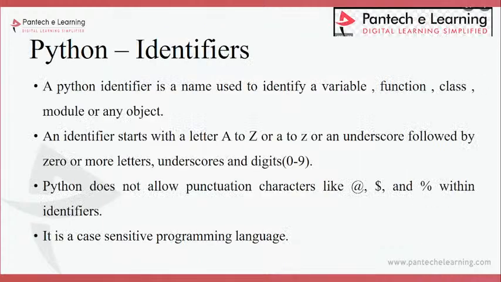Next, Python identifiers. A Python identifier is a name used to identify a variable, function, class, module or any object. An identifier starts with a letter, capital A to Z or small a to z, or an underscore, followed by zero or more letters, underscores and digits. Python does not allow punctuation characters like @, $ and % within identifiers. It is a case sensitive programming language.